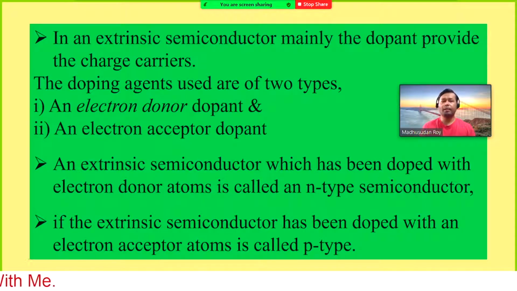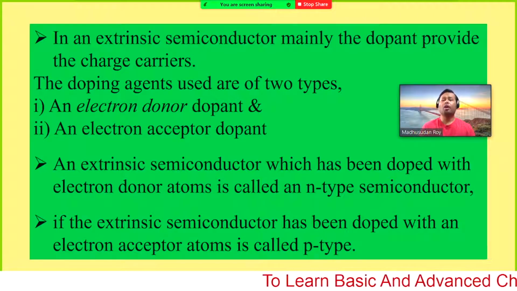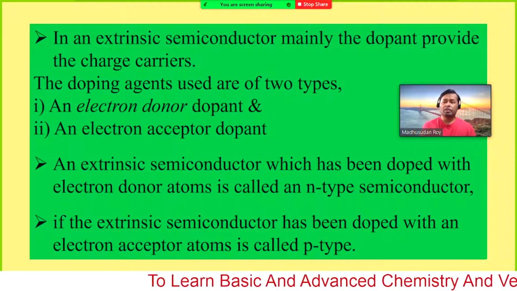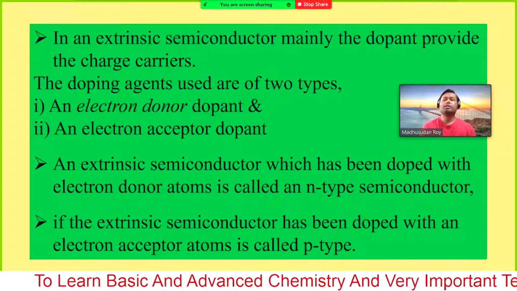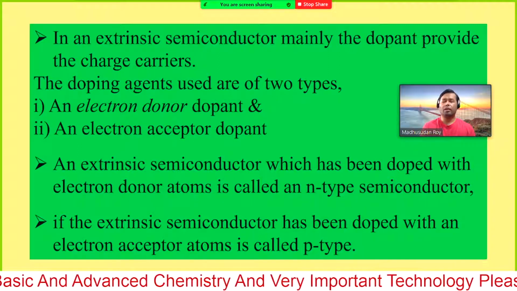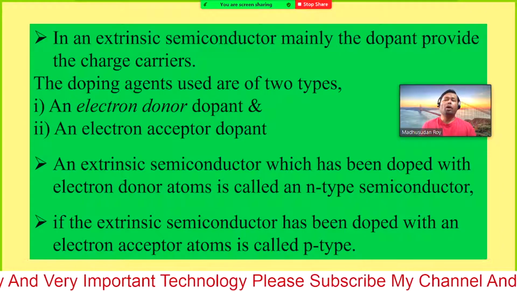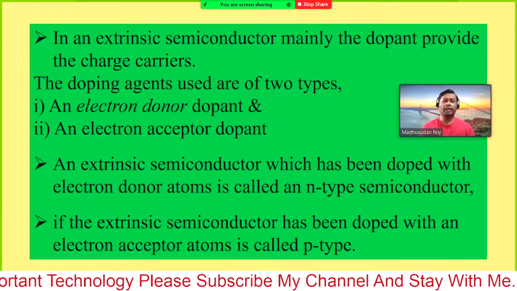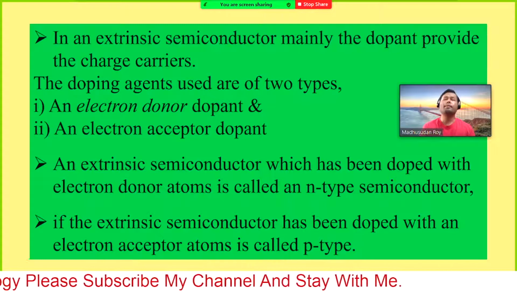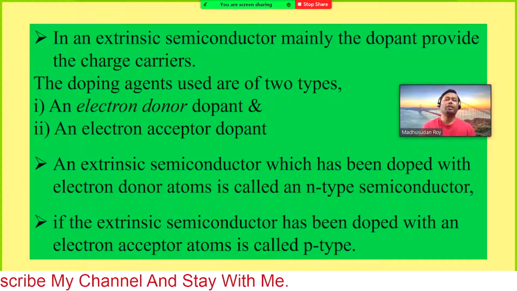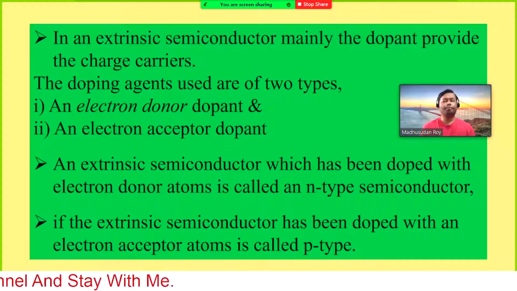And electron acceptor is an atom having 3 valence electrons, or the outermost shell has only 3 electrons. So that can be like aluminium, boron, or aluminum, these types of elements. So based on what types of elements we are adding to the pure semiconductor, the semiconductors are classified into two types, p-type semiconductor and n-type semiconductor.